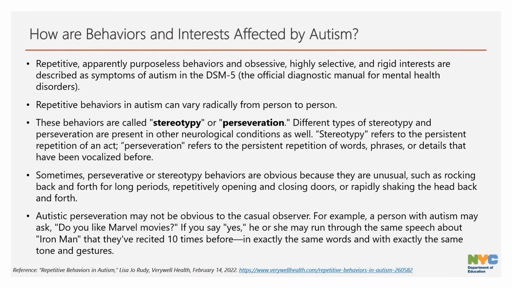How are behaviors and interests affected by autism? Repetitive, apparently purposeless behaviors and obsessive, highly selective, and rigid interests are described as symptoms of autism in the DSM-5. Repetitive behaviors in autism can vary radically from person to person. These behaviors are called stereotypy or perseveration. Different types of stereotypy and perseveration are present in other neurological conditions as well.